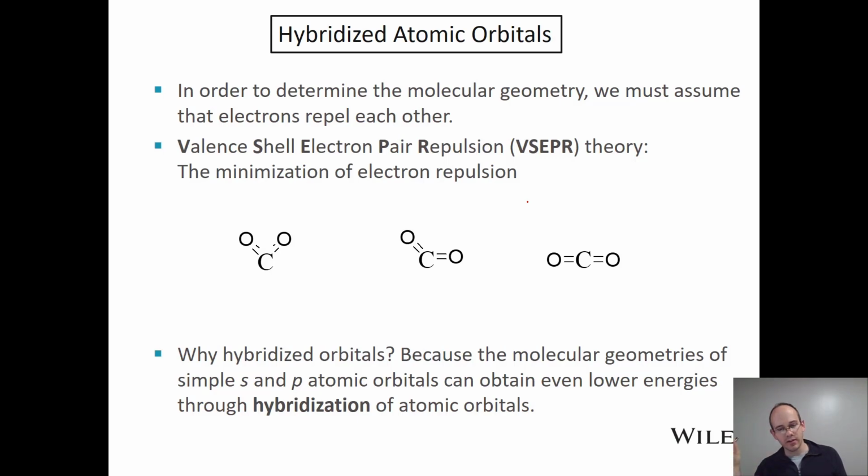We're going to now take those atomic orbitals, the s and the p, and we're going to hybridize them. And the reason we're going to hybridize them is because of an observation that we can make on the shapes of molecules. And that observation is summed up by valence shell electron pair repulsion theory, which simply states that electrons around a central atom try to get as far away from each other as possible. And that makes sense intuitively, right?